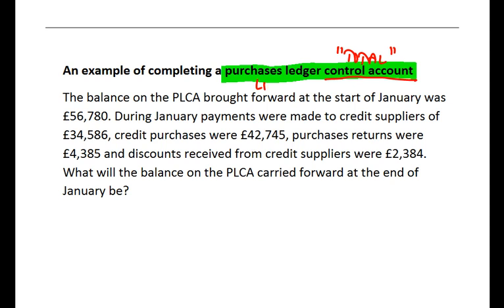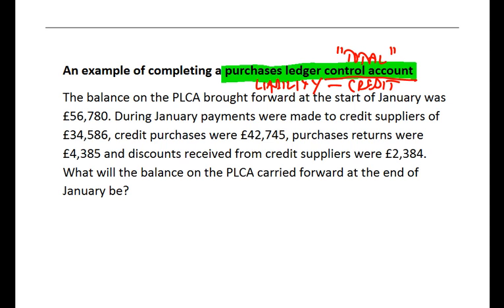Well, as we've already mentioned, the purchases ledger control account is a liability of the business. This is what we owe to our credit suppliers. As a general rule of thumb, we would therefore expect it to be a credit balance. Credits are how we show liabilities. If it was the sales ledger control account, that would be an asset of the business, so we would expect it to be a debit balance.